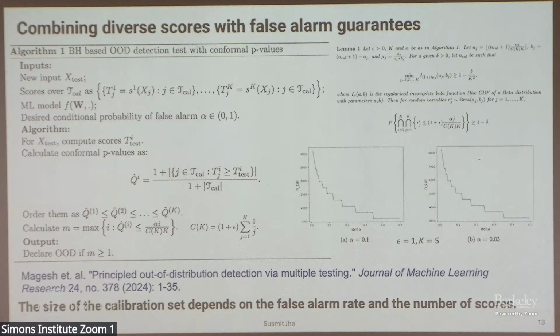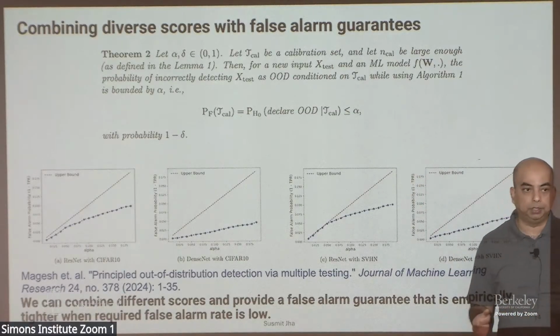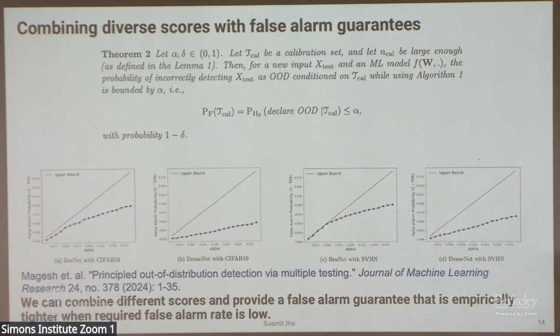That is, you have more number of hypothesis tests available. And ultimately, what we are able to give would be a PAC kind of a guarantee, where we'll say that if something is out of distribution, given my calibration set, then I can bound it with this alpha, which is my overall false alarm guarantee, with a confidence 1 minus delta.